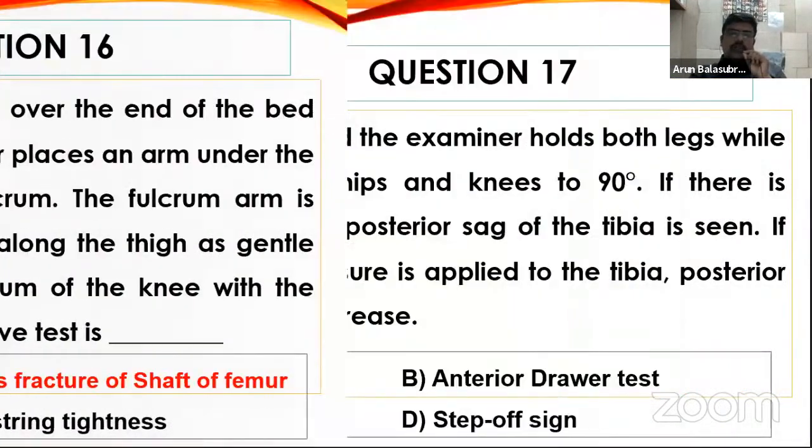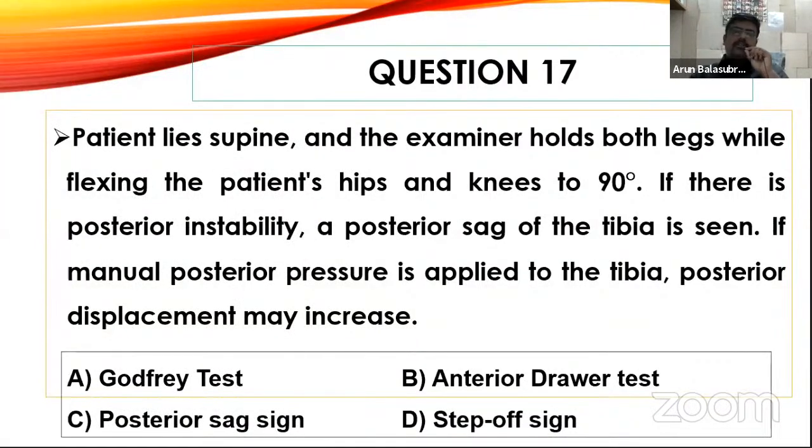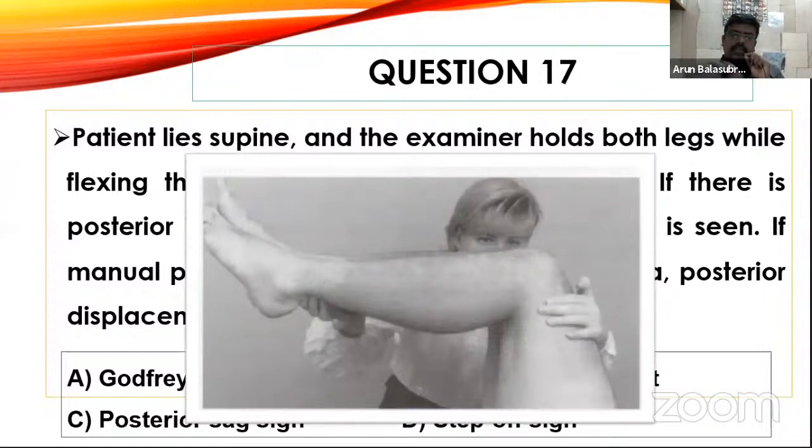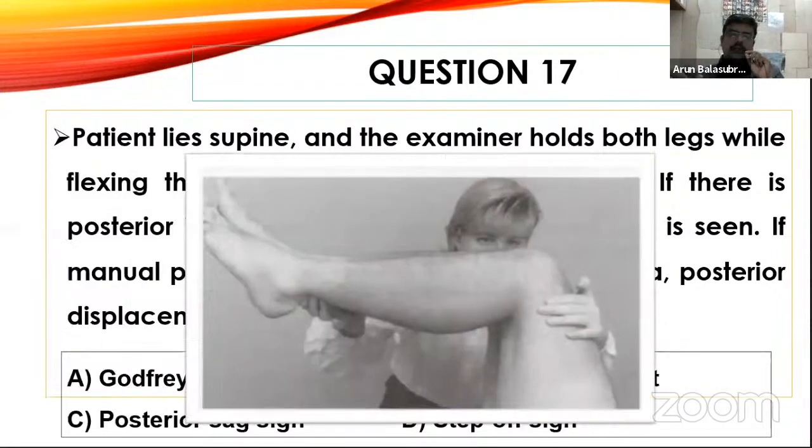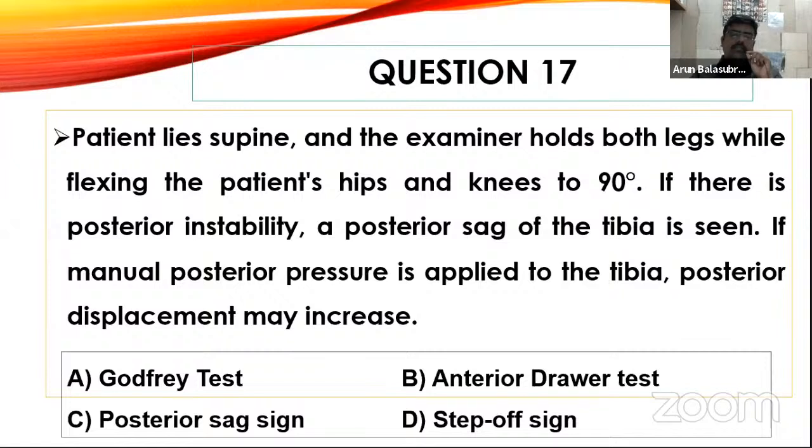Right, we are moving on to question number 17. The patient lies supine and the examiner holds both the legs while flexing the patient's hip and knees to 90 degrees. If there is a posterior instability, a posterior sag of the tibia is seen. If manual pressure is applied over the tibia, the posterior displacement may increase. Right? So ask the patient to lie supine and keep the leg here, and you just observe and see the displacement. There is some posterior sag of the tibia because of posterior instability. When you apply some manual pressure, more posterior instability is identified. So what is the name of this special test? The Godfrey test, anterior triad test, posterior sag sign, or step off sign?